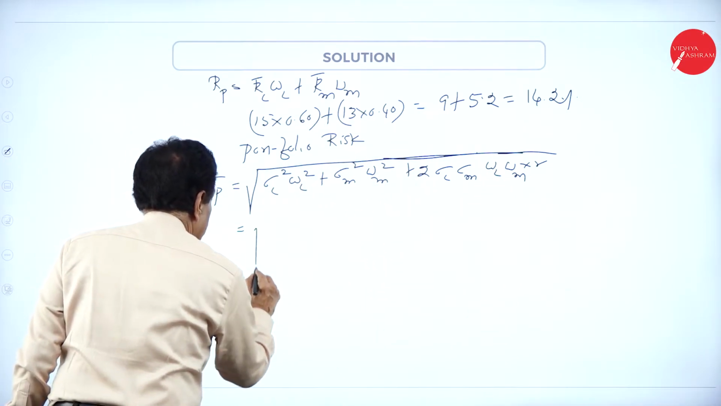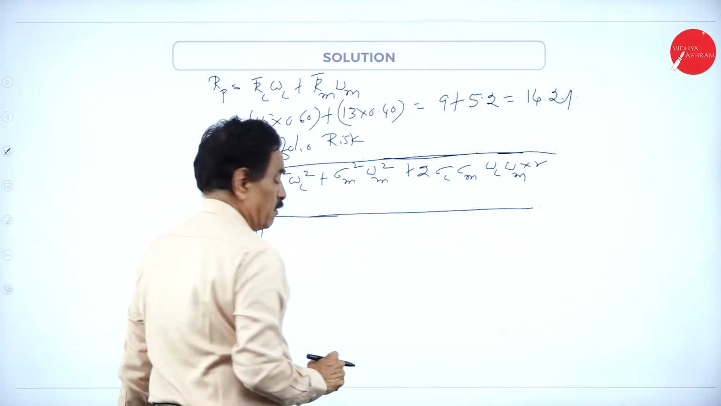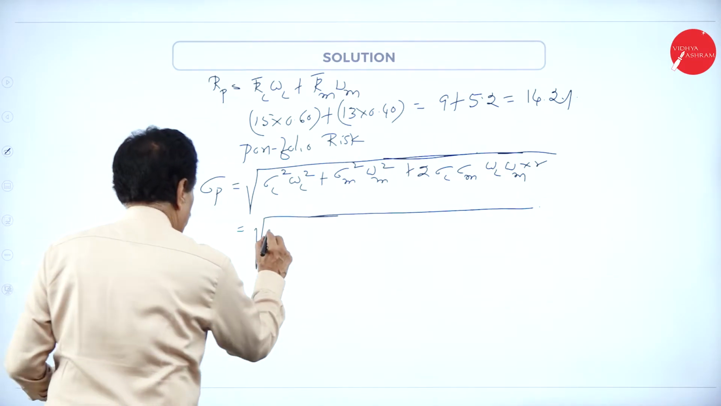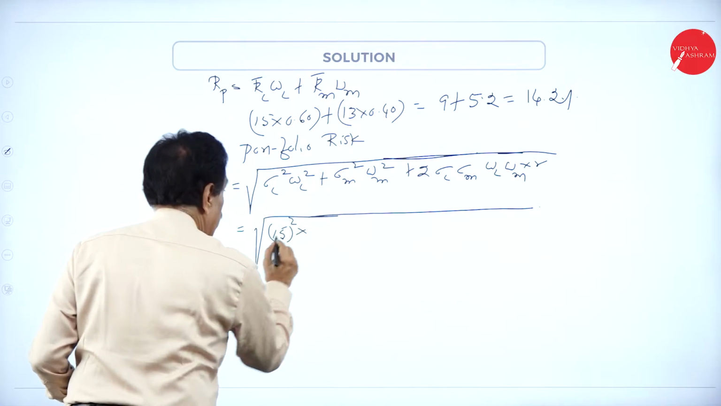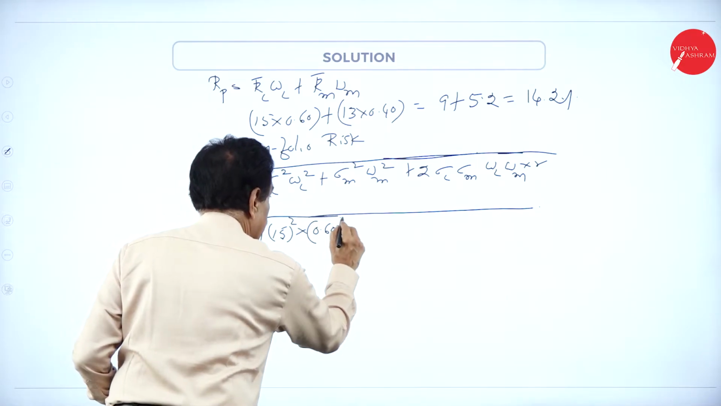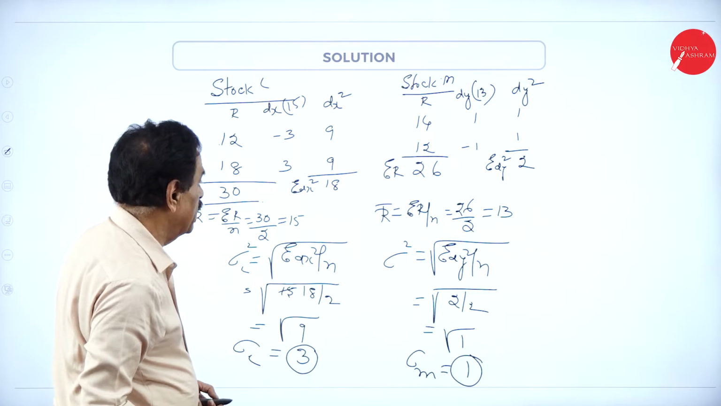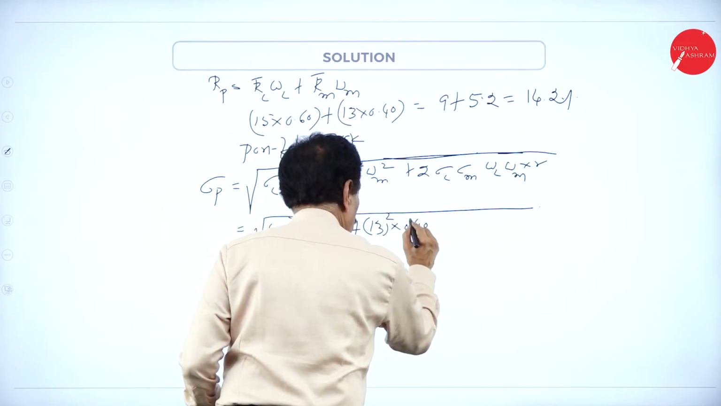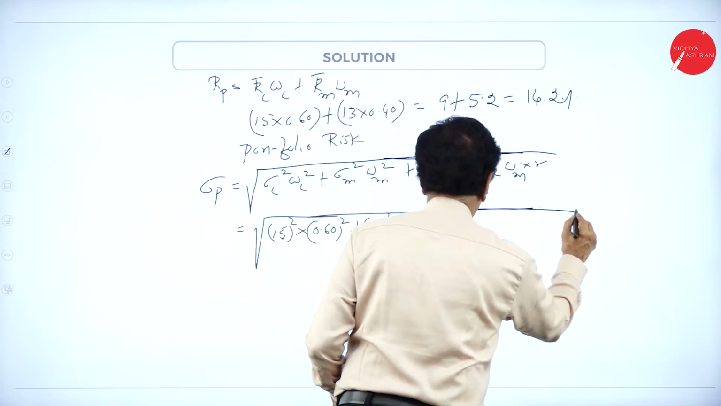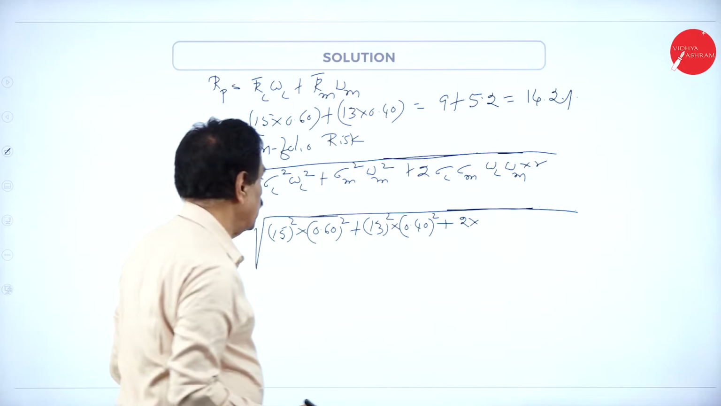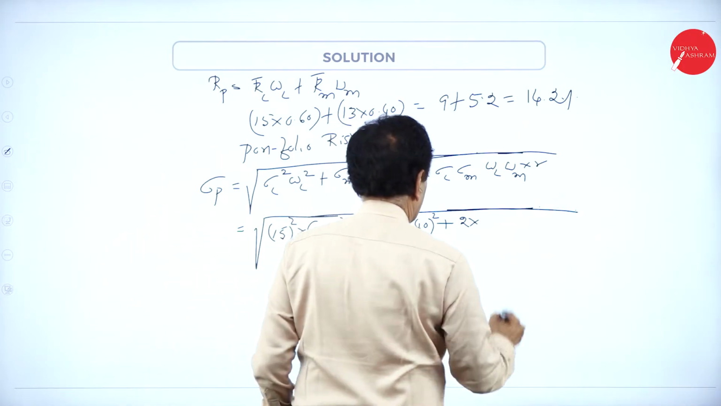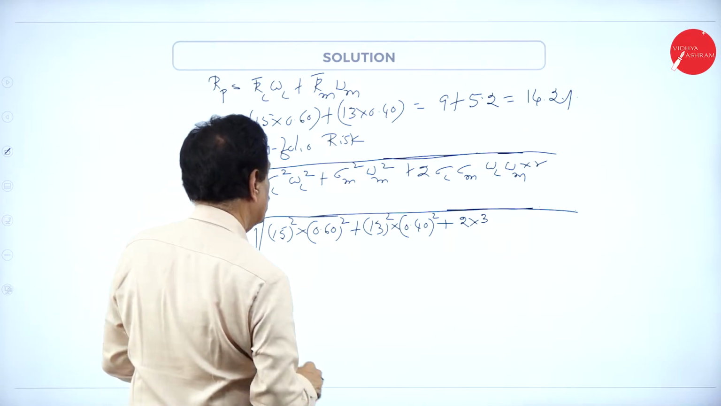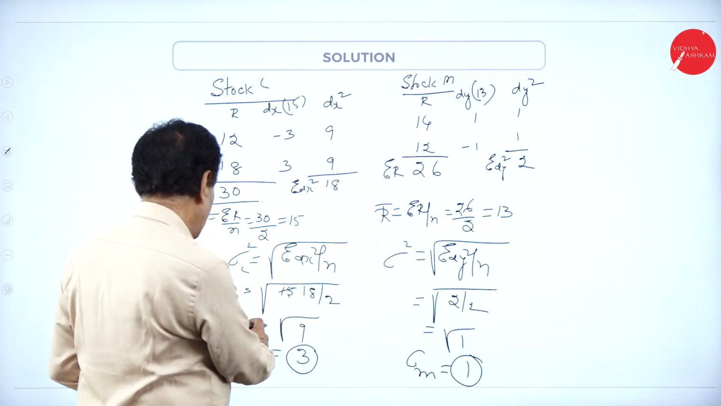Slowly we can apply it. Root of, what is sigma L? Sigma L is 15, no? 15 square into 0.60 square. Then this 13 square into 0.40 whole square, plus 2 into standard deviation L, 3, into standard deviation M, and your standard deviation L is 3 square.